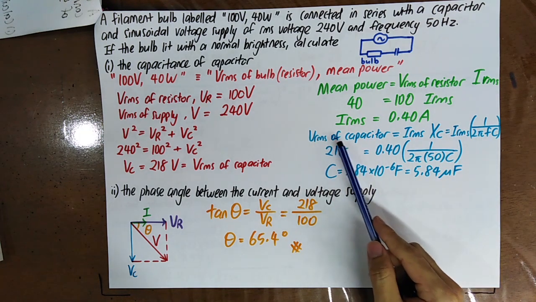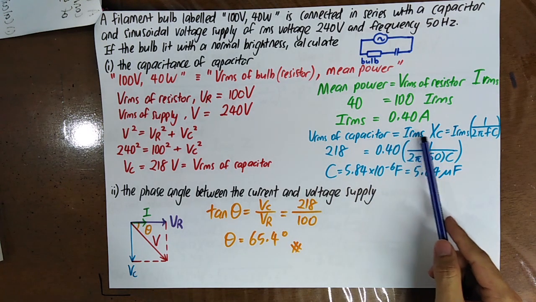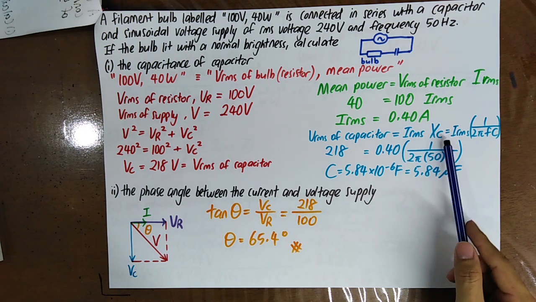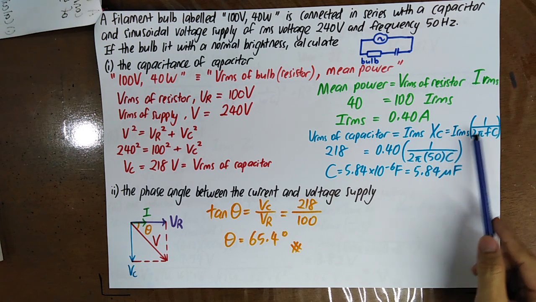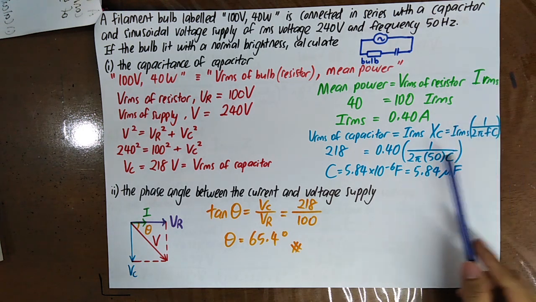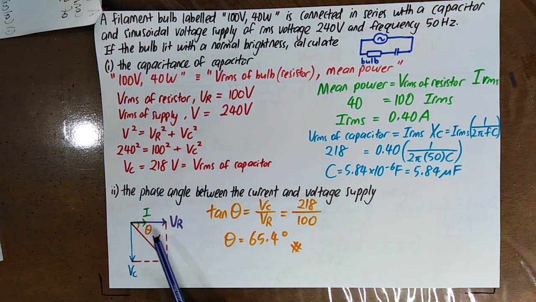The root mean square voltage across the capacitor equals the root mean square current times the reactance of the capacitor. And the reactance of the capacitor is what? 1 over omega C. And then please find the phase angle between the current and the voltage supply. Okay, you know that current is leading V by a phase angle.